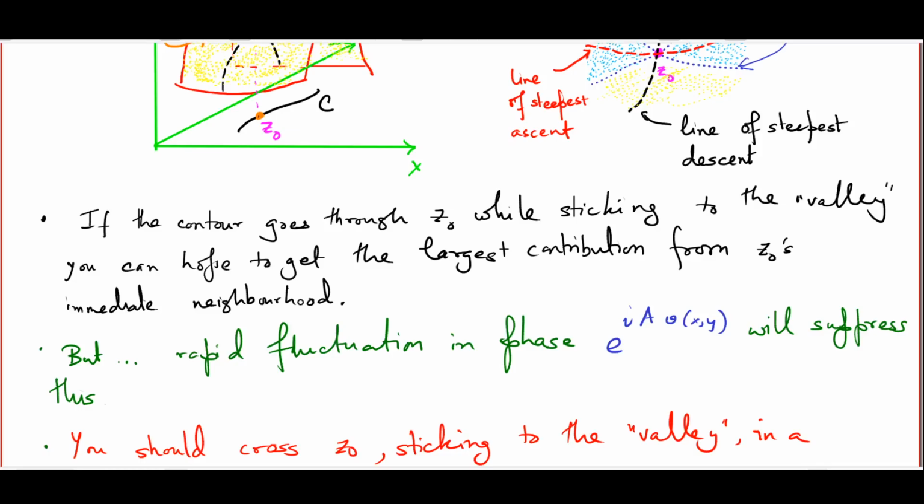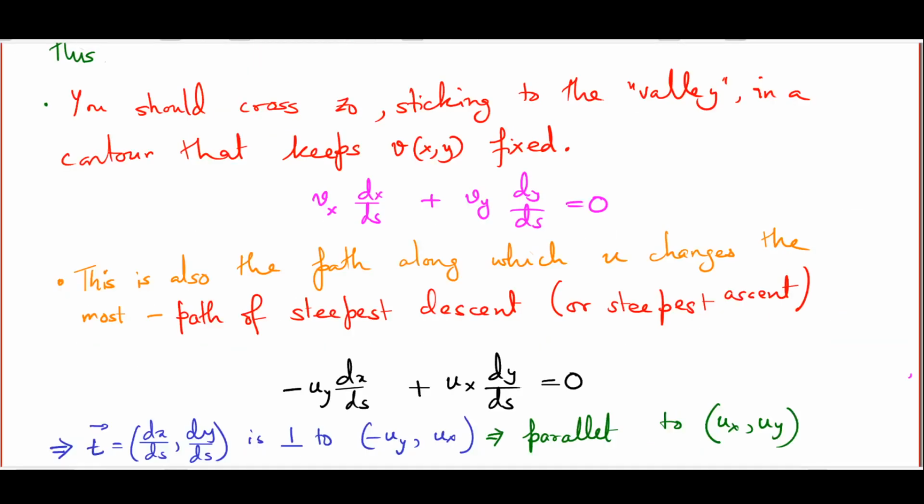So just merely crossing the saddle point while sticking to the valley is not enough. You have to ensure that this fluctuation of the phase is minimized as far as possible. And this brings us to the critical point of the saddle point method. You should cross the saddle point z0 while sticking to the valley along a contour that keeps v of x comma y fixed. As a result, as you move along the contour, the phase will not change, so you are going to get a fixed amount of contribution from that.